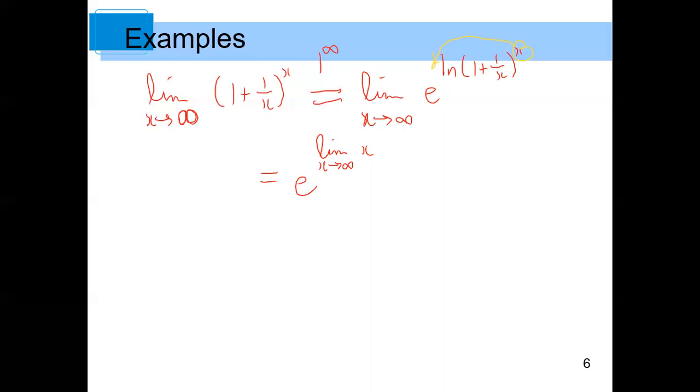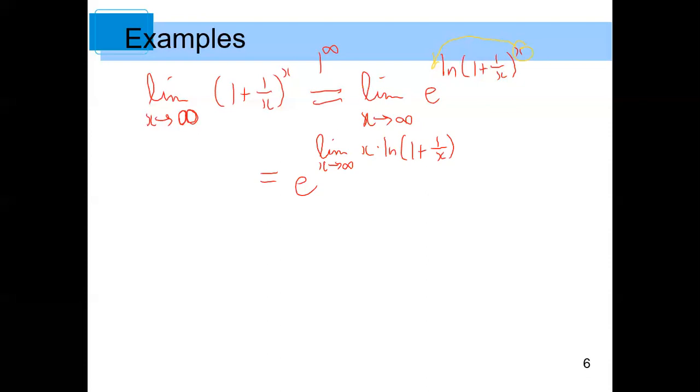I mean, look, the limit only applies to that thing inside of the exponential function anyway, right? The base is just sitting there. It's just the exponential. So it's going to be the limit as x goes to infinity of x times the logarithm of what? 1 plus 1 over x. Exactly right.